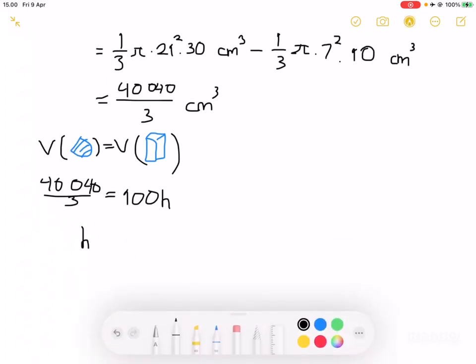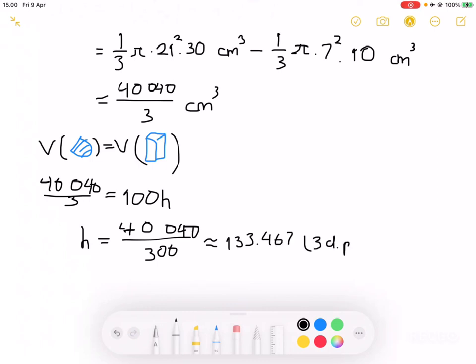And this is pretty simple to calculate. We have h is equal to 40,040 over 300. And in case you want the decimal approximation, it is approximately 133.467, correct to 3 decimal places. And if you guys want to know what the true form is, it's actually a recurring decimal. So 133.466666 and so on. So I can put a little dot there above the 6.